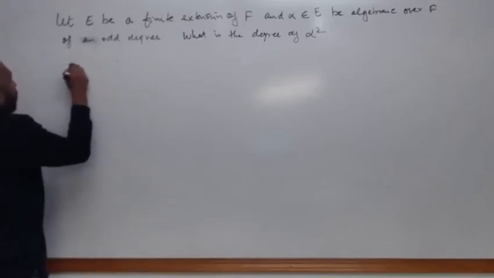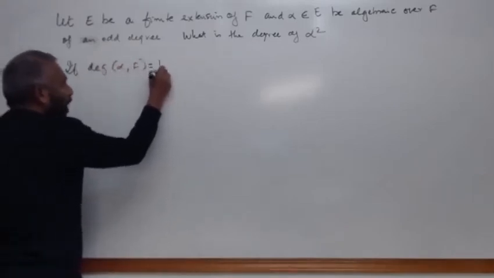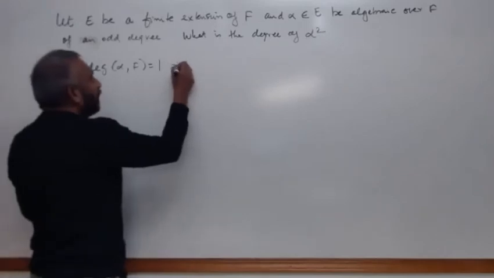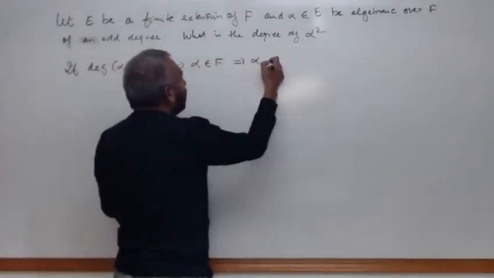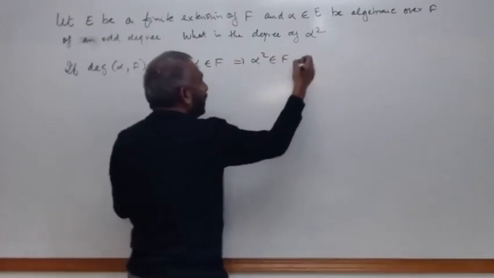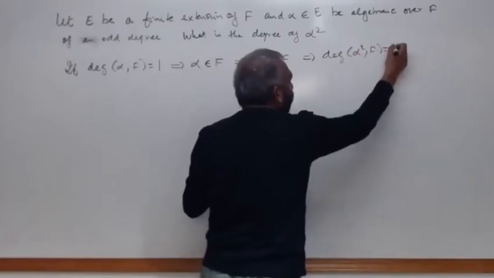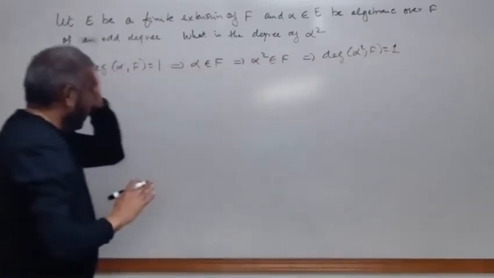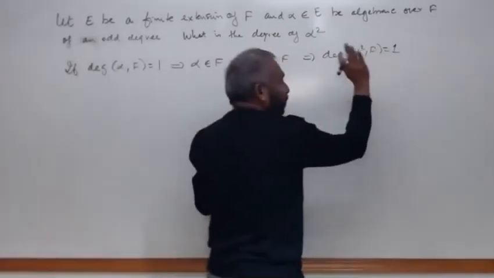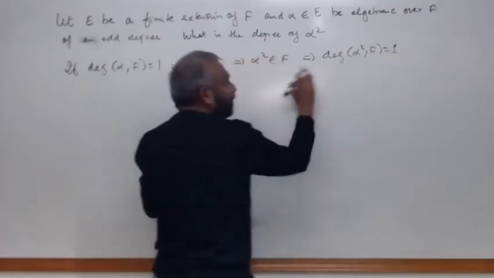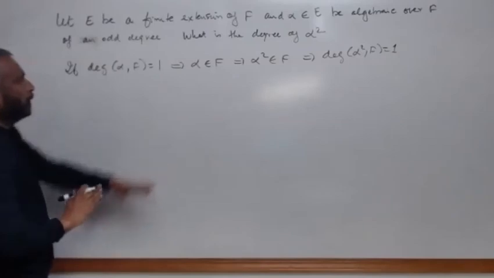If the degree of alpha over F is equal to 1, that means alpha belongs to F, that means alpha square belongs to F, that means the degree of alpha square over F is equal to 1. No problem. So this is also odd. The degree of alpha square is also odd. This is a trivial situation. I want to eliminate the trivial situation before coming to the main argument.